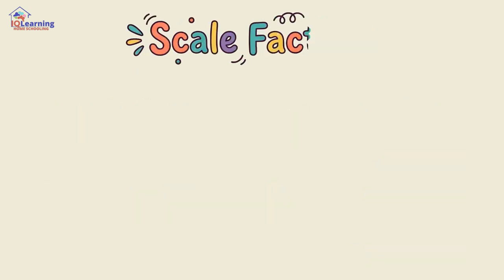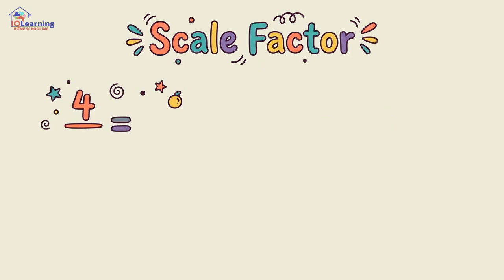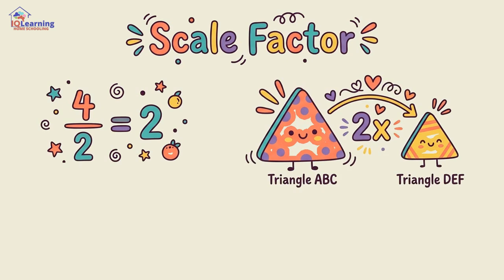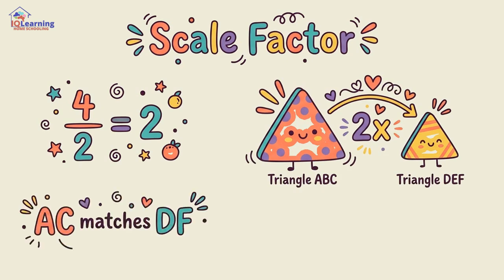Now use a pair of matching sides to find the scale factor. Compare AB and DE. AB is 4 and DE is 2. 4 divided by 2 equals 2. That means triangle ABC is twice as large as triangle DEF. Every matching side follows that same scale factor.